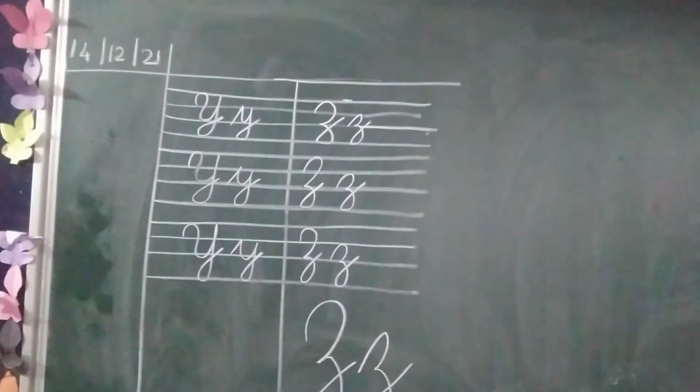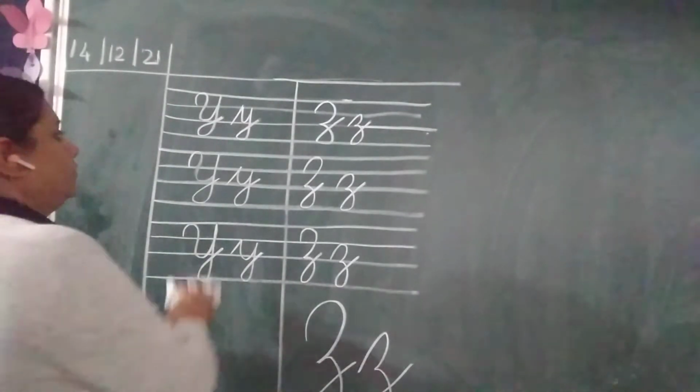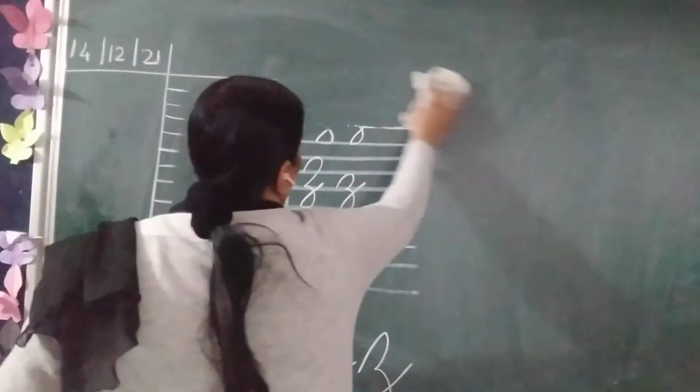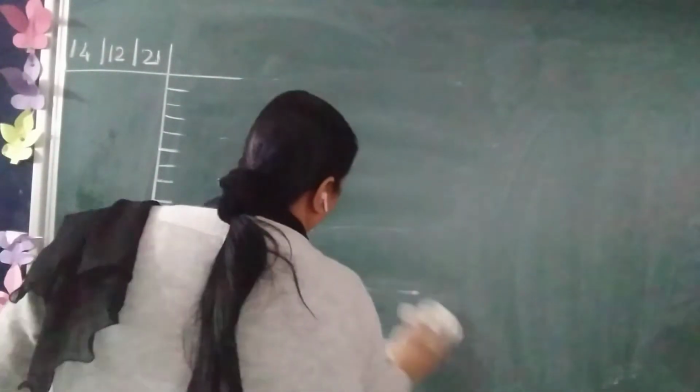Yes. So in this way we are going to write Y and Z whole lines. And now we are going to write AA to OO. We will write from AA to O. So let us write.